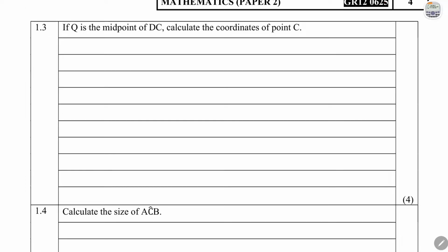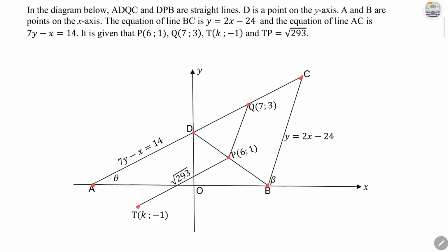Question 1.3 says, if Q is the midpoint of DC, calculate the coordinates of C. So if Q is the midpoint of DC, meaning that DQ would be equal to QC. So we need to find C. Well, we have Q, the midpoint of DC, but we don't have D. We need D so that we can find C. So how do we find D? Look at where it is situated. It is on the y-axis, meaning it is the y-intercept.